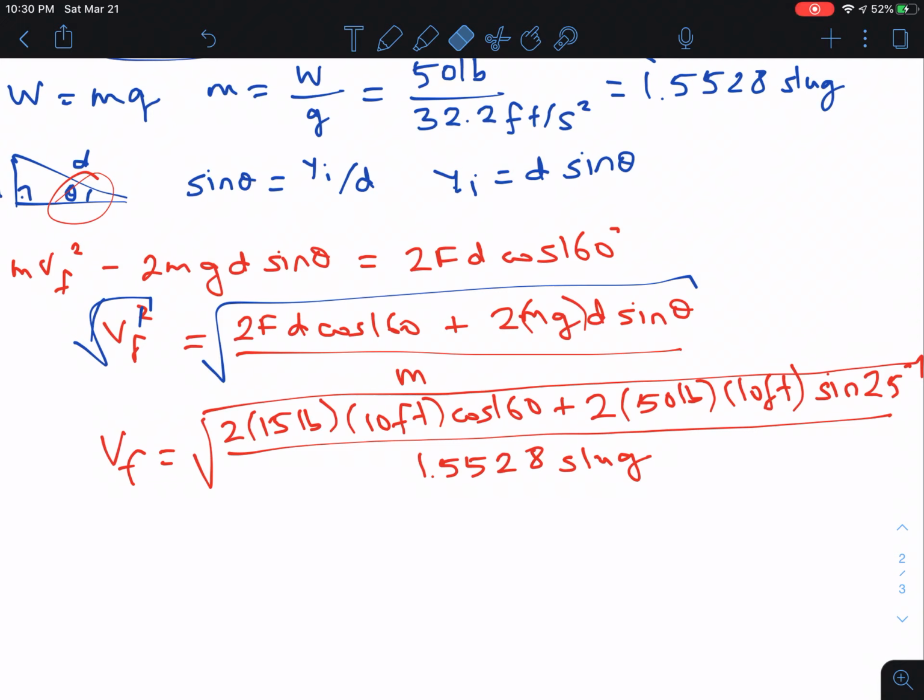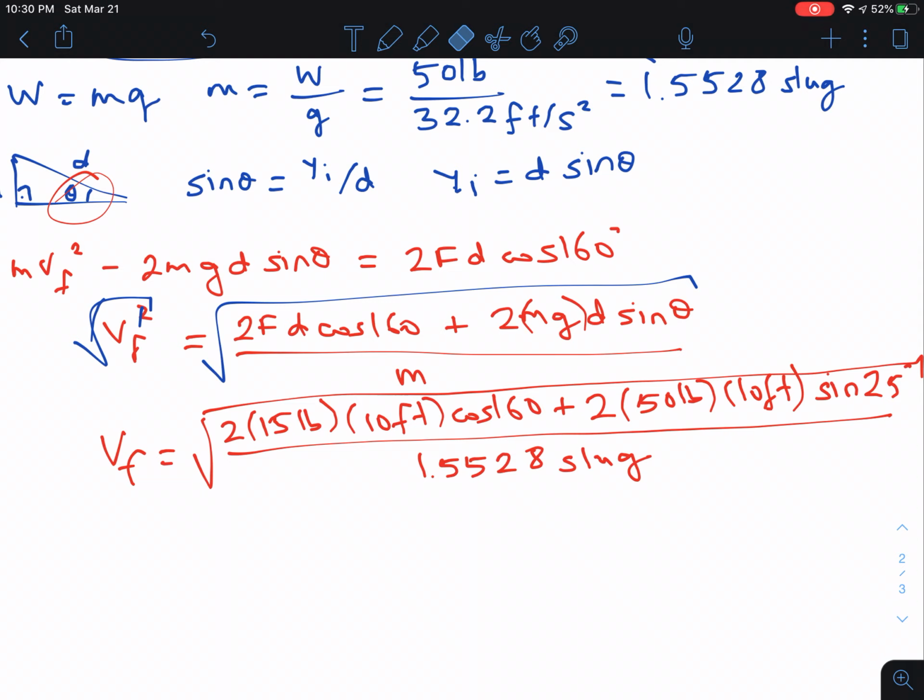Okay, so here I just added a step. I just plugged in the numbers. So we have 2F, F is 15 pounds, d is 10 feet, cosine 160, plus 2 times mg, the weight force, which is given as 50 pounds, times the d, 10 feet, and the sine theta.